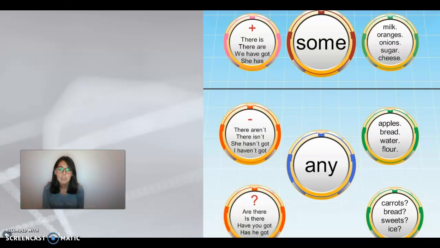In the case of any, we use it with negative sentences, negatives, and for questions, right? So there aren't any apples. There isn't any bread. She hasn't got any water. And I haven't got any flour, right? So all negatives. Again, if I'm going to specify the number, then I don't need to use any, right? Si voy a especificar el número, no necesito utilizar any. ¿Para qué? Ya voy a saber exactamente lo que necesito.